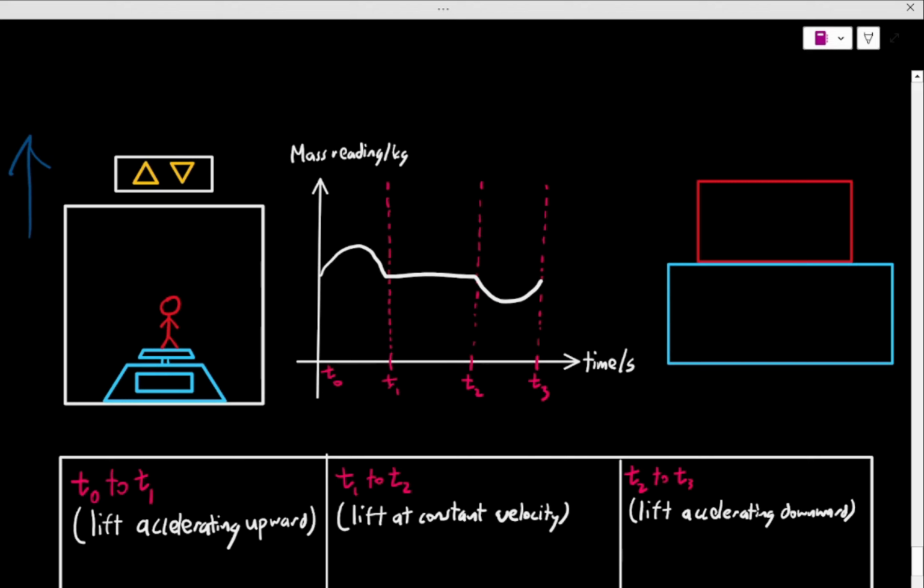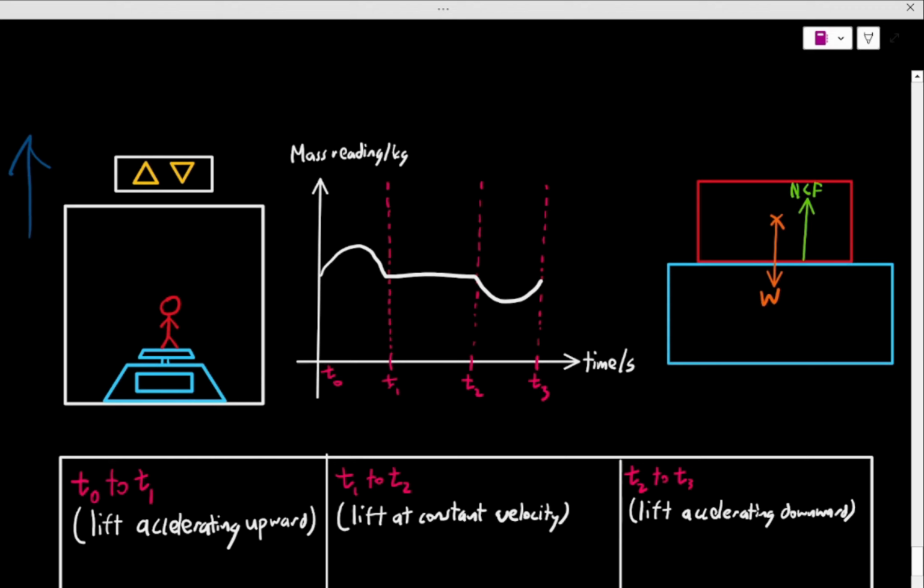Let's first look at all the forces acting on you and then on the weighing scale. On you, there is a force of weight by Earth on you. There is also normal contact force by the weighing scale on you. I'm just ignoring the magnitude of the normal contact force for now.